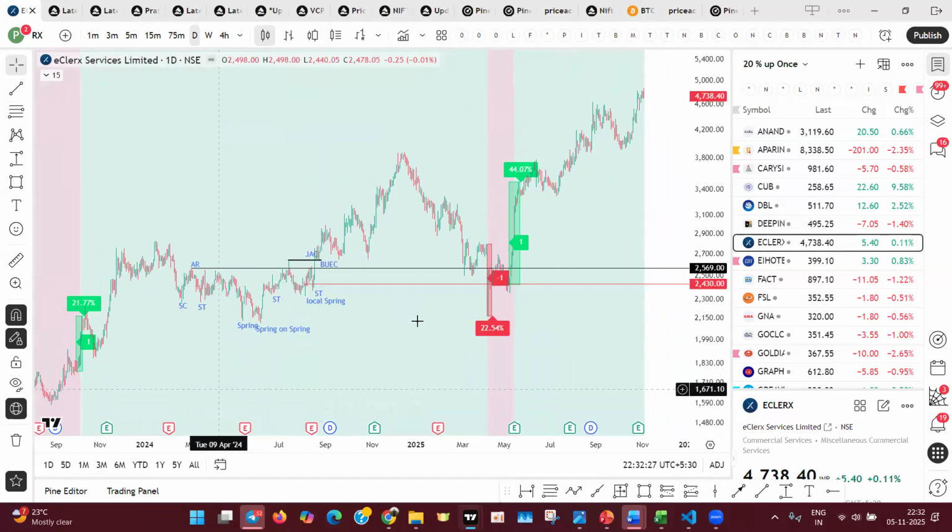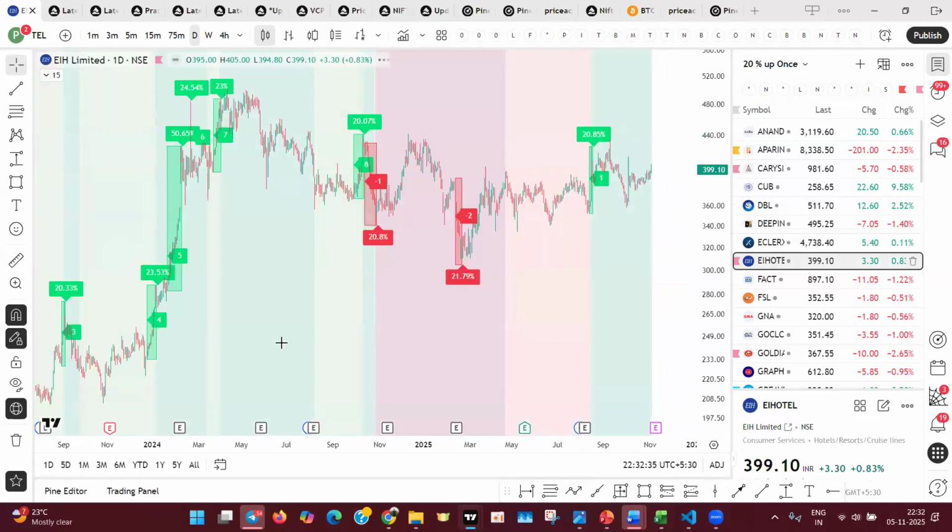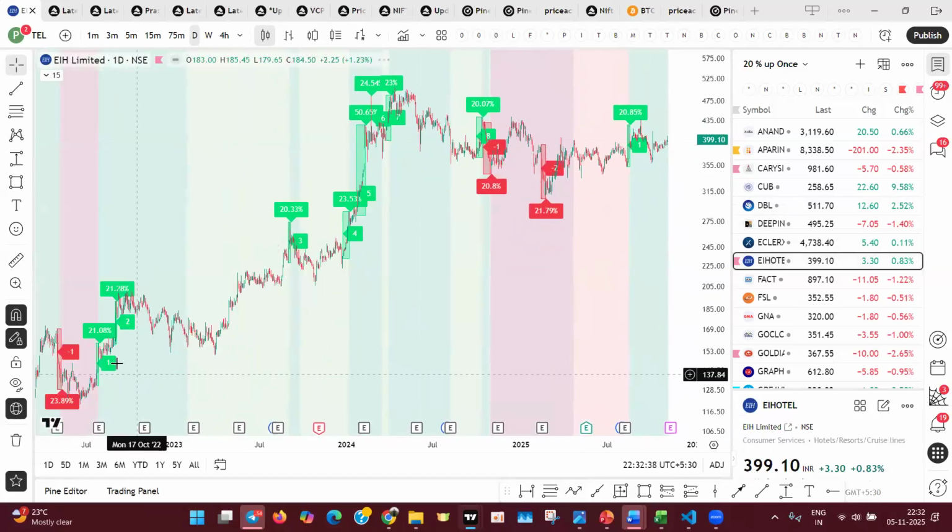Like this Eclairx. It created an up move, gave nice retracement and went up. So we can have some good trades. See here, it created a first 20% move, after that went up, went into consolidation and then nice momentum. So these are the stocks which are likely to give momentum.